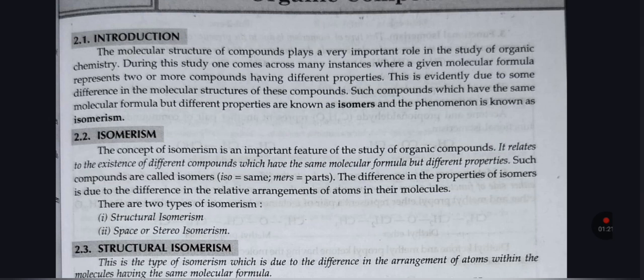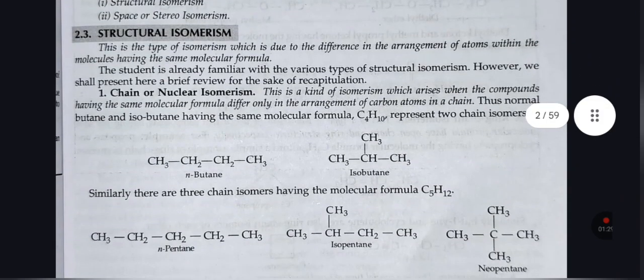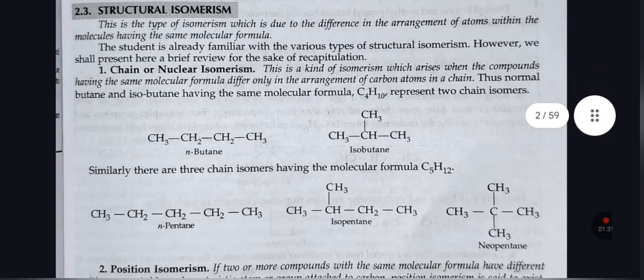First, structural isomerism. Second, space or stereoisomerism. Structural isomerism. This is the type of isomerism which is due to the difference in the arrangement of atoms within the molecules having the same molecular formula. The student is already familiar with the various types of structural isomerism. However, we shall present here a brief review for the sake of recapitulation.